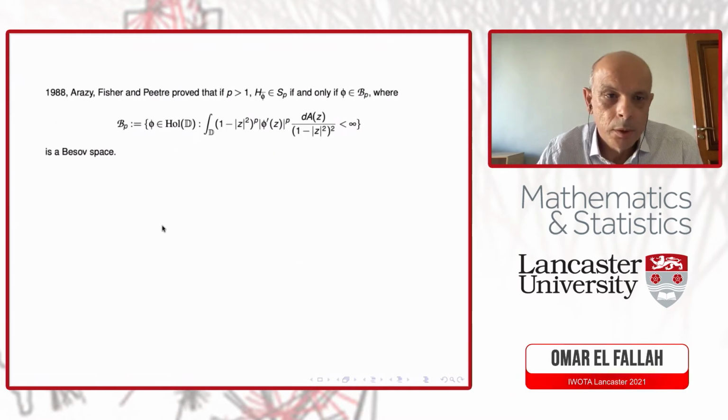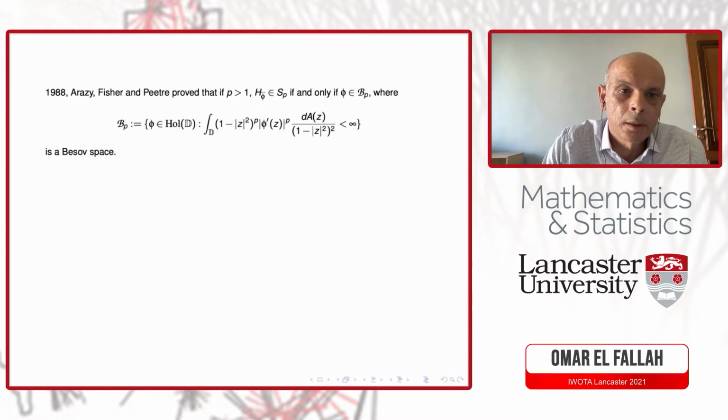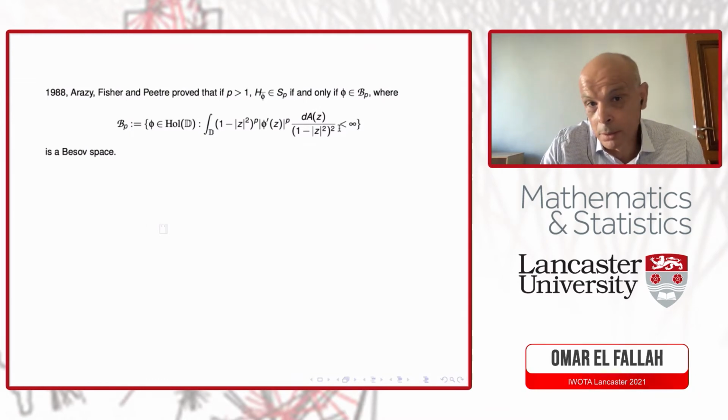Two years after, Arazy, Fisher and Peetre proved that for p bigger than one, H phi bar is in the p-Schatten class if and only if the symbol is in the Besov space. The Besov space is given by this quantity. One can see here that this measure is exactly the hyperbolic invariant measure on the disk.